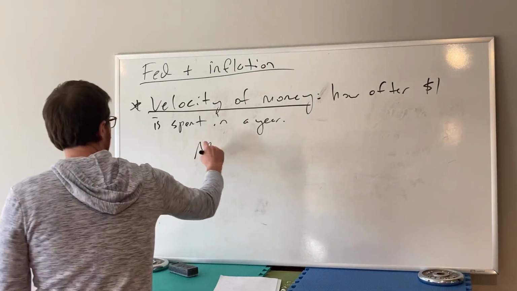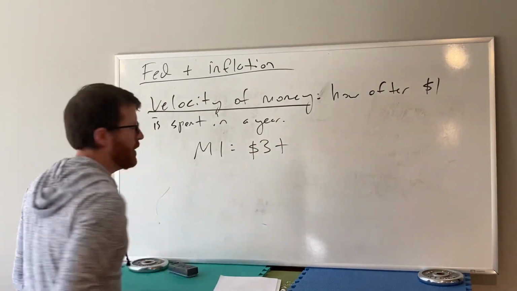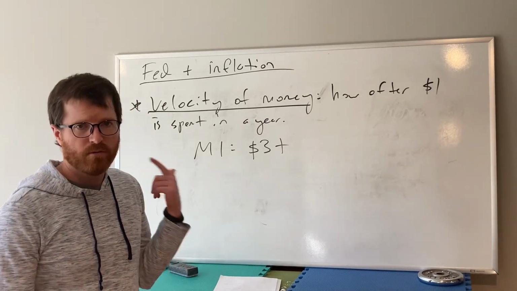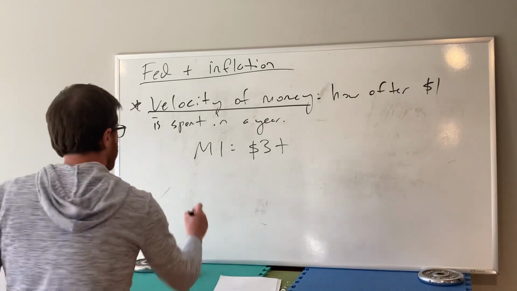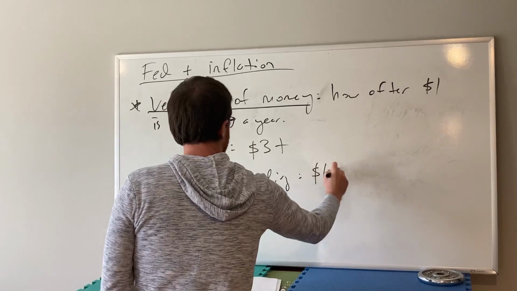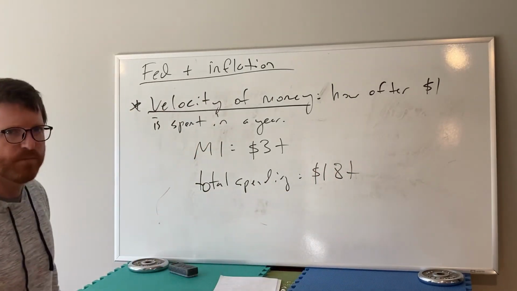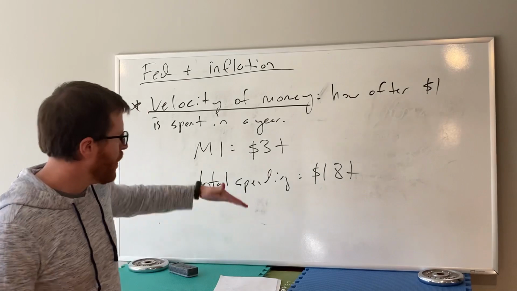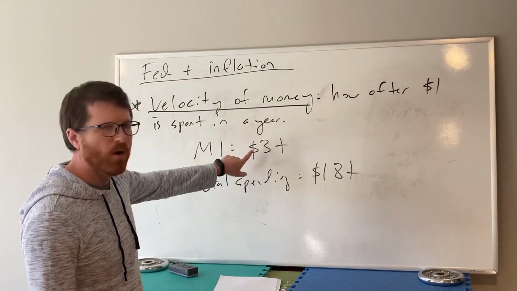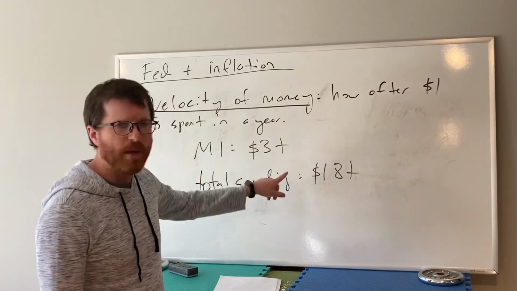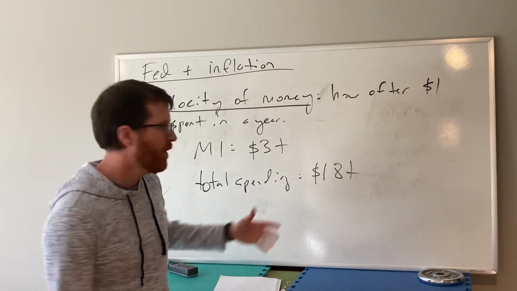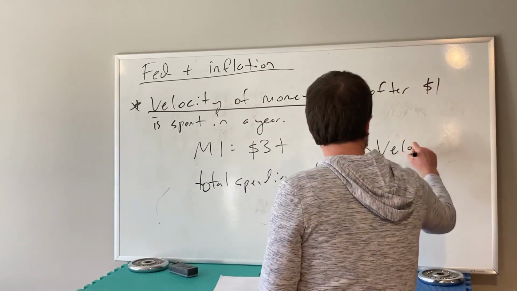Let's say that M1 is $3 trillion, right? $3 trillion in currency, traveler's checks, checking accounts, right? And let's say that total spending in a year is $18 trillion. All right? Based on that little information there, what we can say is if there's $3 trillion of M1 and there's $18 trillion spent, on average, a dollar gets spent 6 times in a year. So the velocity would be 6.